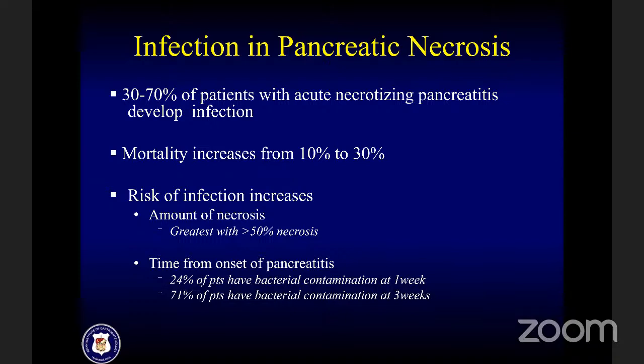Though there are some series which have shown that even infected pancreatic necrosis can be managed medically with appropriate antibiotics, the risk of infection increases depending on the extent of necrosis and the time of onset of pancreatitis. The longer the time interval from the onset, the more the infective complications go up.